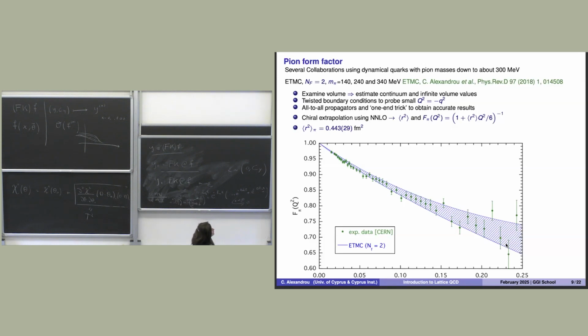And it's important to have points at small momenta, because if I want to compute the RMS radius of the pion, this is given by the slope as Q square goes to 0. So that's why it's important to have points at low Q square.